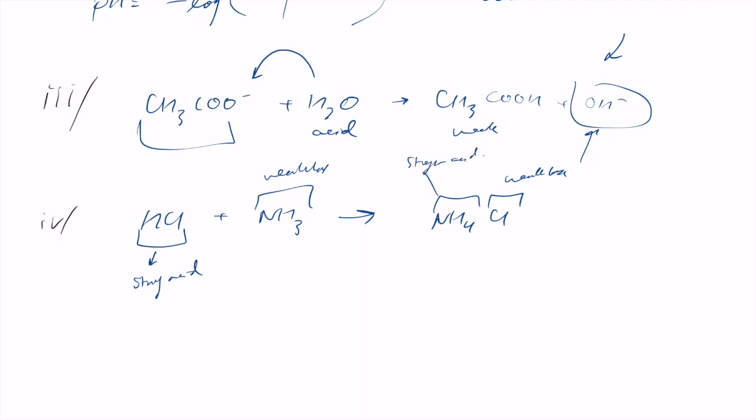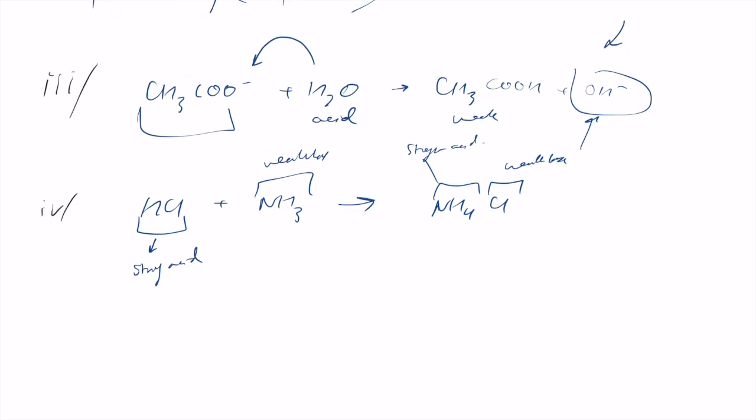So if we ask ourselves this question, well, NH4 plus is a stronger acid, so what happens is that this NH4 plus is going to react with H2O to form NH3 and H3O plus ions. And because we're releasing hydronium, we're actually decreasing the pH and making the solution more acidic.